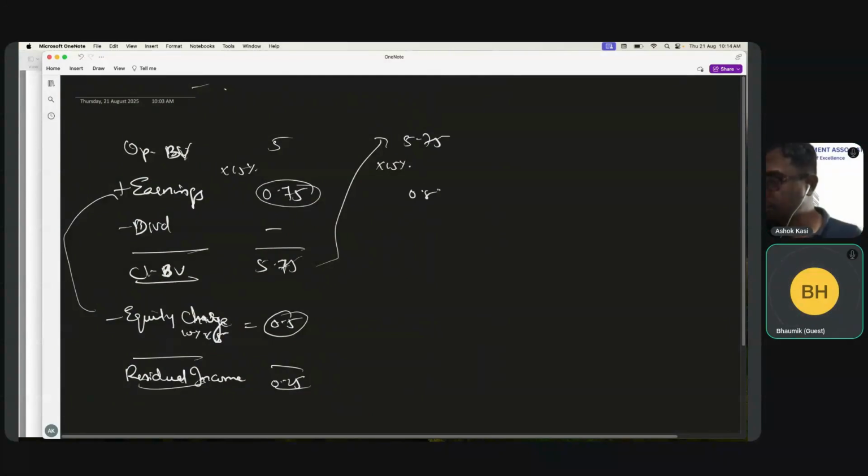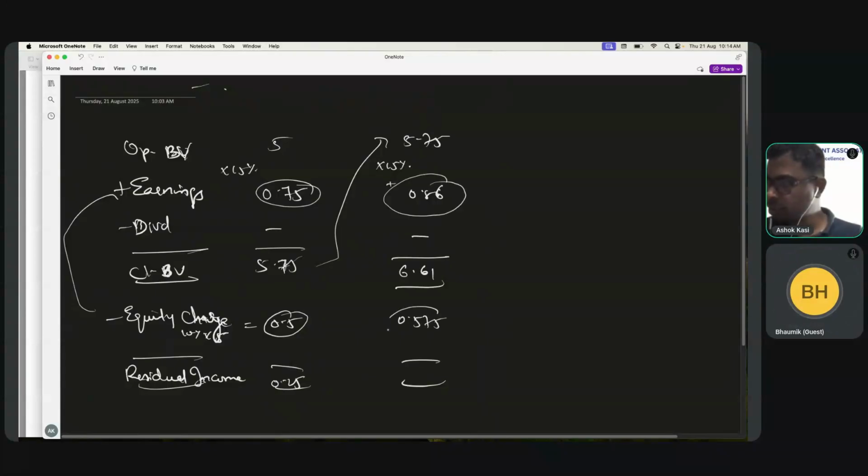0.86. No dividends. Add these two: 6.61. Equity charge is 10% of 5.75, so 0.575. So 0.86 minus 0.575 is 0.285.